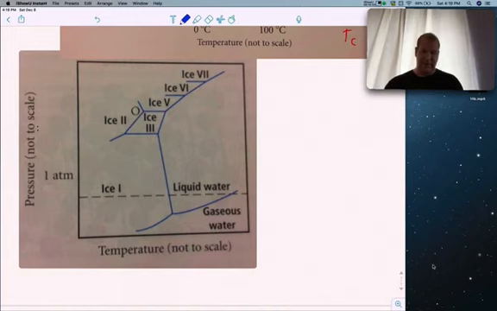Ice one. I've only seen ice one in my entire life. I've never seen the other forms of ice. It's the most common type of ice, and it floats in the liquid. There are other, more dense forms of ice, and one of these, I'm not sure which one it is, is also known as methane hydrates.